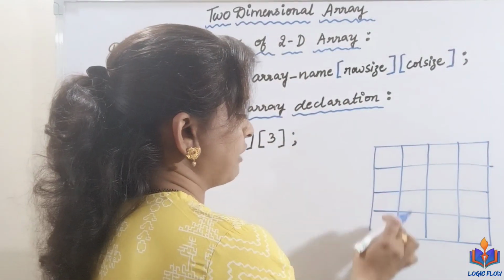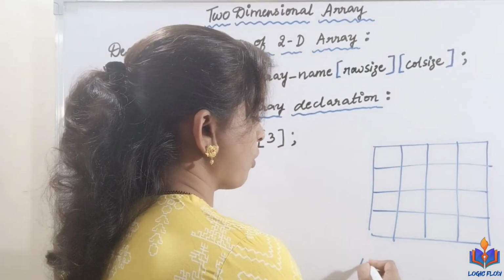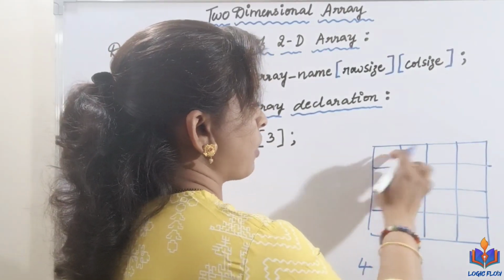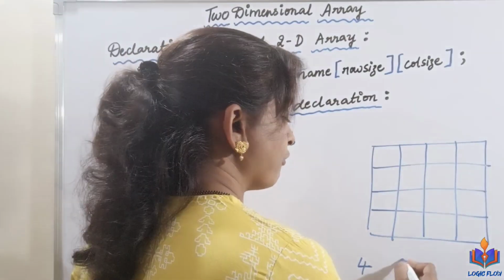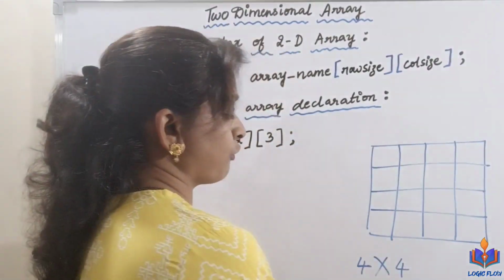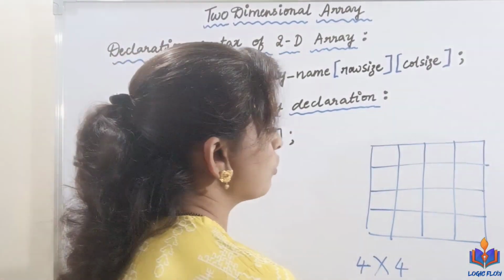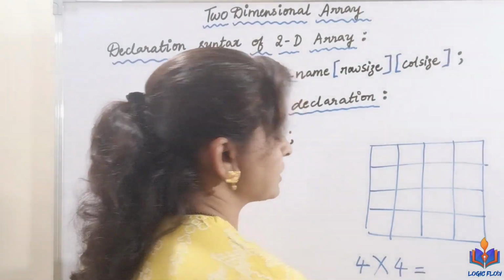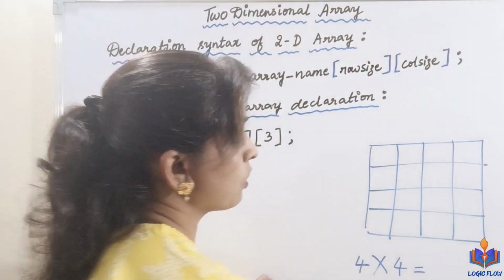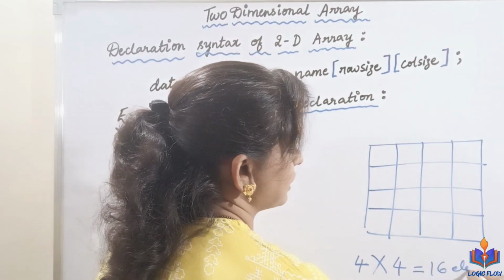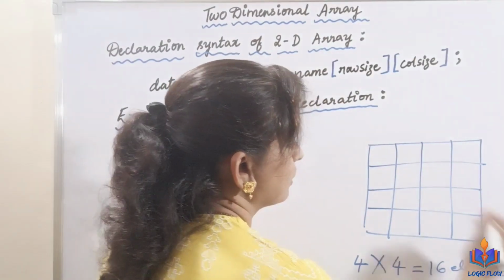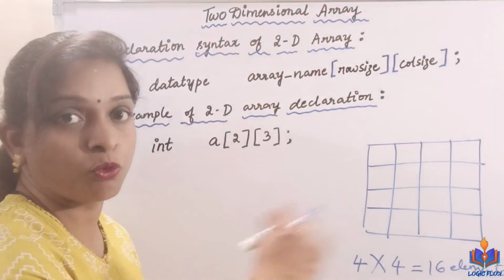1, 2, 3, 4. So it is 4 rows. How many columns? 1, 2, 3, 4. Well, 4 columns. So it is 4 cross 4. So it is 4 into 4. How many elements can it store? It can store 16 elements in the matrix format, that is in the form of rows and columns.